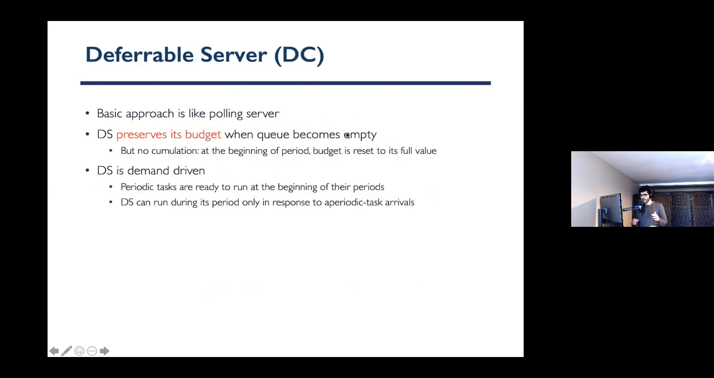Okay, so to deal with this particular issue that we saw, a proposal is to change polling servers to deferrable servers. And the idea is everything is almost the same as the polling server. We only change one thing. We say we don't yield, or I mean, we do yield, but we don't make our budget go to 0. So we basically pause or block if there are no tasks.